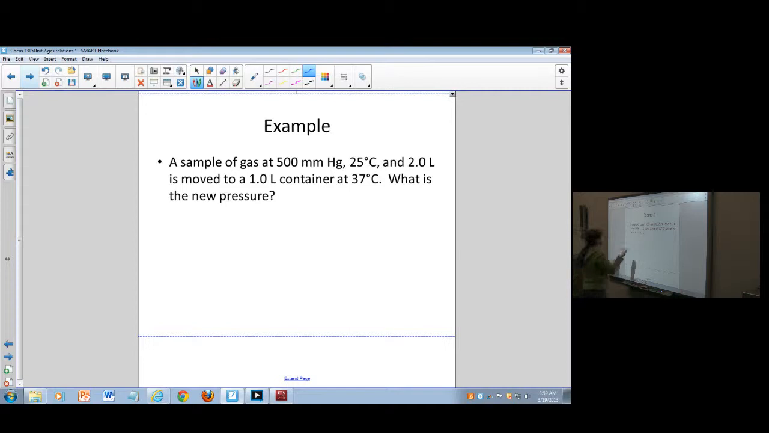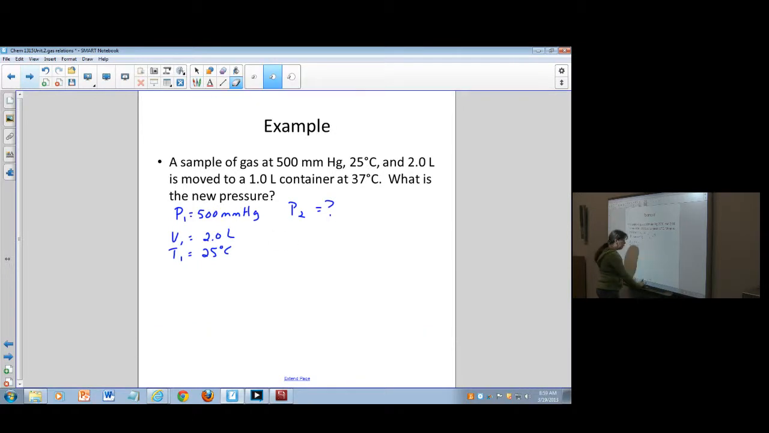So first, I'm going to set up my table. My pressure 1 is 500 millimeters of mercury. My volume 1 is 2 liters. My T1 is 25 degrees Celsius. P2 is what I'm looking for, I don't know. V2, let's put these all in the same way. V2 is now equal to 1 liter, and T2 is now equal to 37 degrees Celsius.